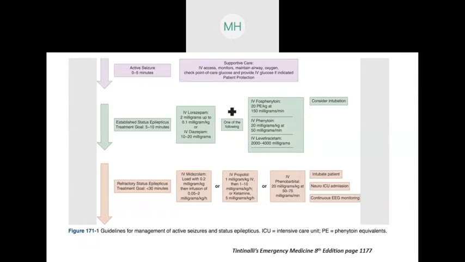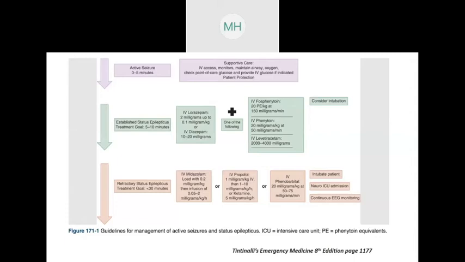So this is from Neurocritical Care, page 1177, another algorithm. So active seizure 0 to 5 minutes. Basically the supportive treatment: IV access, monitors, airway, oxygen, and glucose, and patient protection. The next one, we know that this patient is in status. So apart from the initial benzodiazepine, we have to add on phenytoin or Keppra, and at the back of our mind, consider intubation.